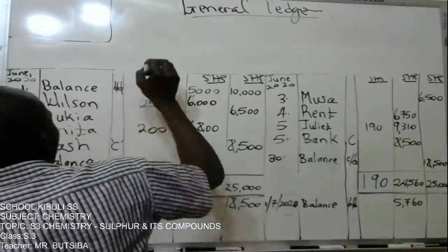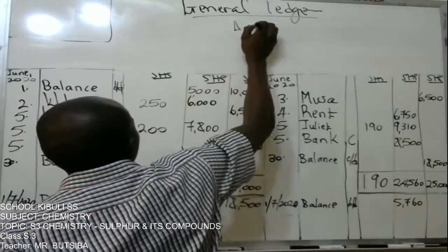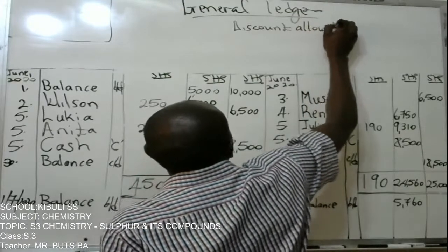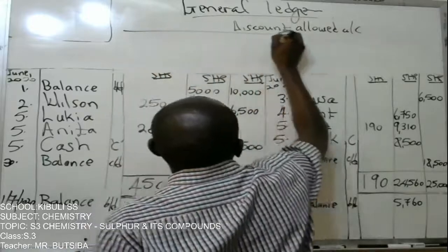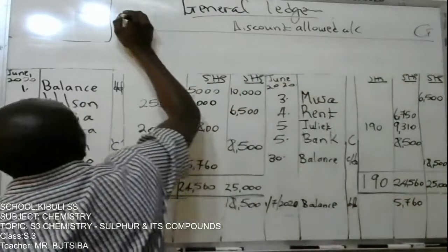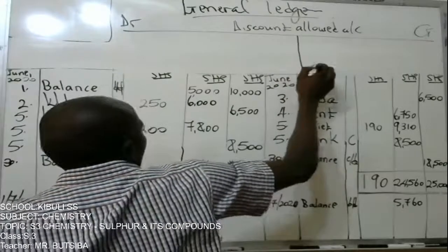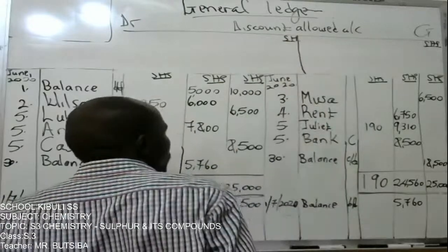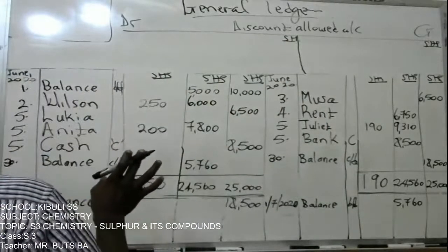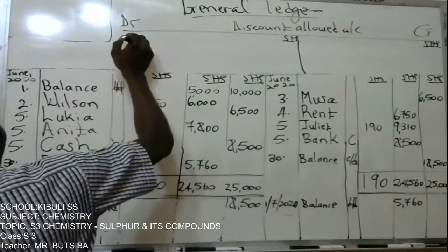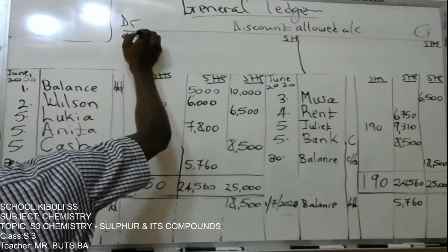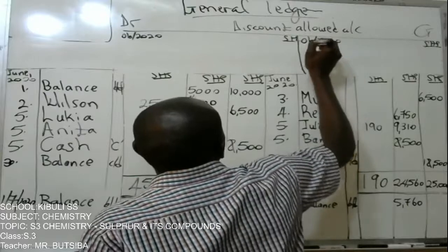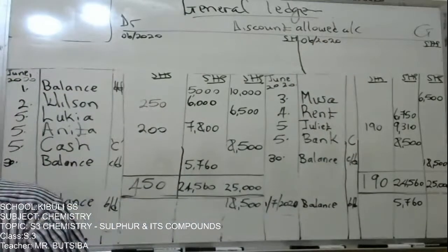So if, for example, you have the discount allowed account, the sides credit, debit. This is for illustration. Put shillings there. So if you are recording your discounts, you can also include even the month, which is June 2020. So that is the format of your discount allowed account.